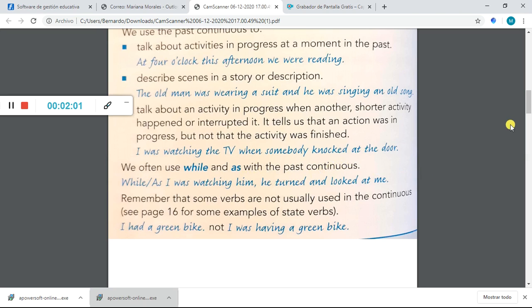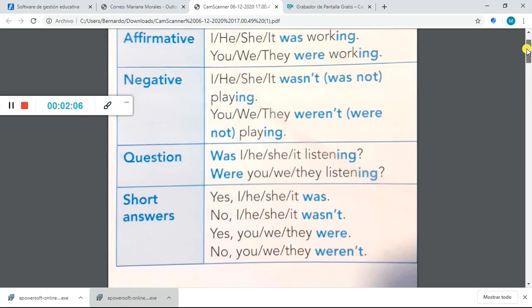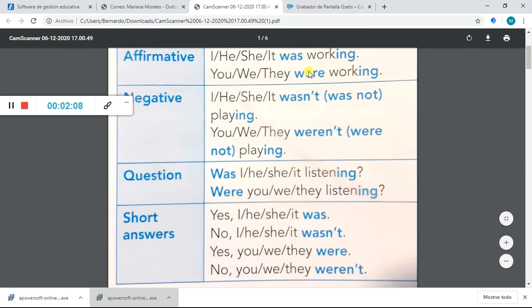How do you form past continuous? With was or were and the verb with ing. I, he, she, it take was. We, you, they take were. Wasn't and weren't are used for the negative, and in all the forms, affirmative, negative and interrogative, we use the ing form after the verb. For example, a question: Was I listening? Yes, I was, or no, I wasn't.